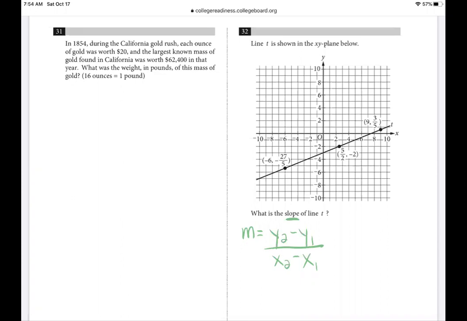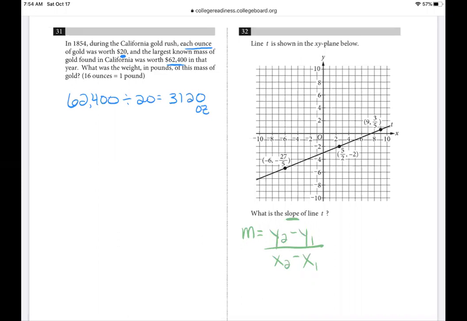So again, for 31, they tell us they want the answer in pounds. If we know that each ounce of gold was worth $20 and the largest known mass of gold that was found was worth $62,400, then we want to divide that to see how many ounces it was. So 62,400 divided by 20 gives us 3,120 ounces for that largest known mass of gold.